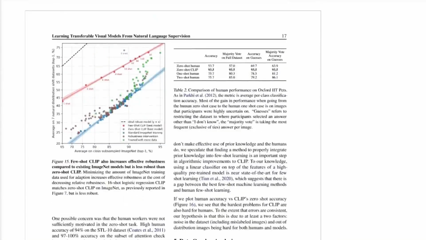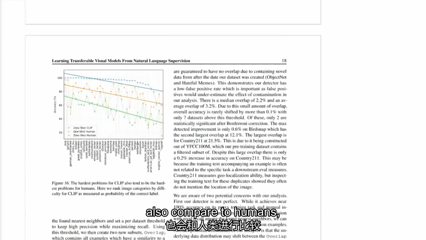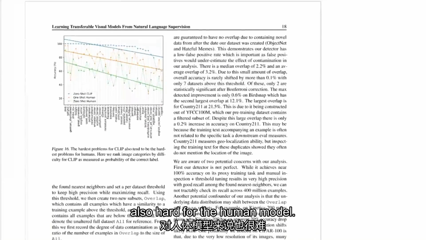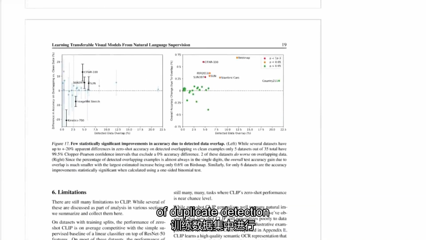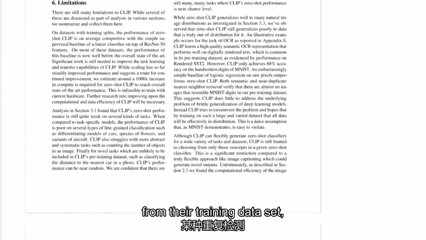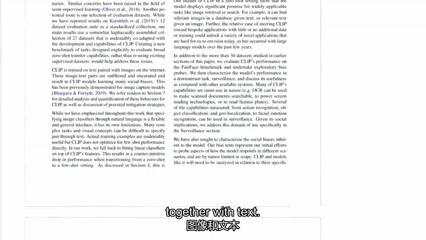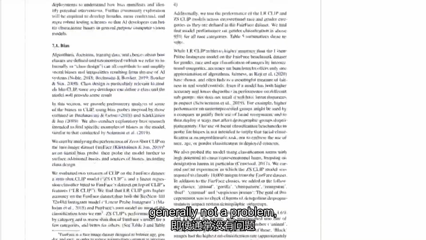All right. I don't want to go too much. They also compare to humans, which is very interesting, and they discover that samples that are hard for the CLIP model are also hard for the human model. They do some sort of duplicate detection from their training data set, because their training data set is 400 million images together with text, right? So it's conceivable that there's some duplicates, but they find it's generally not a problem.